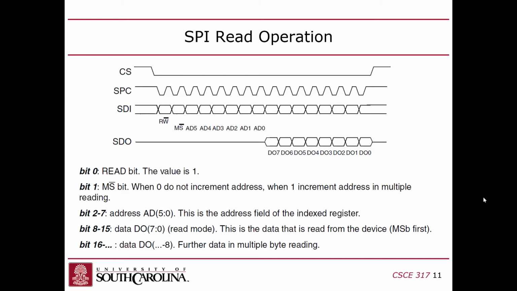And then SDO is out of the slave, so that's going to be the response from the slave. That's going to be coming into the master on master in, slave out. So now you see the SDO is just flat during the exchange of the first byte, the address byte, right?